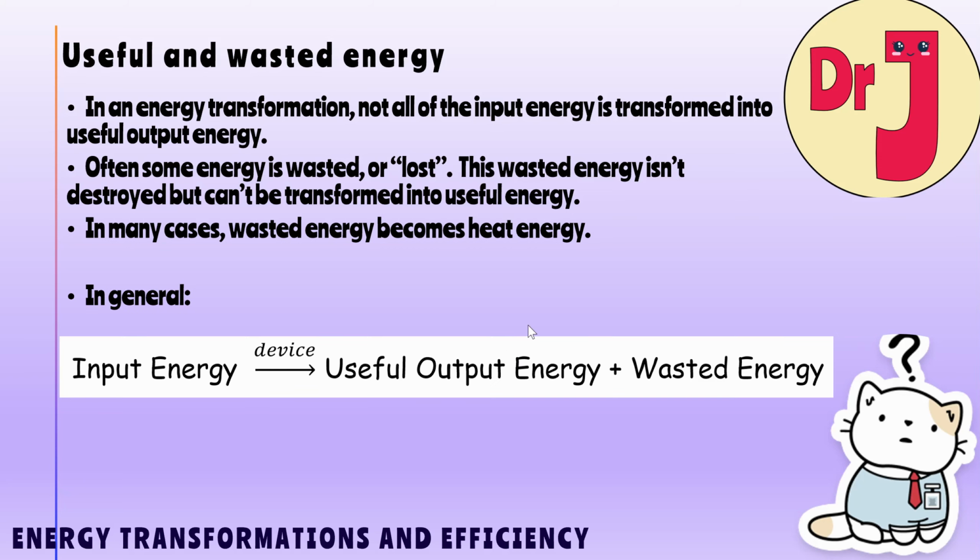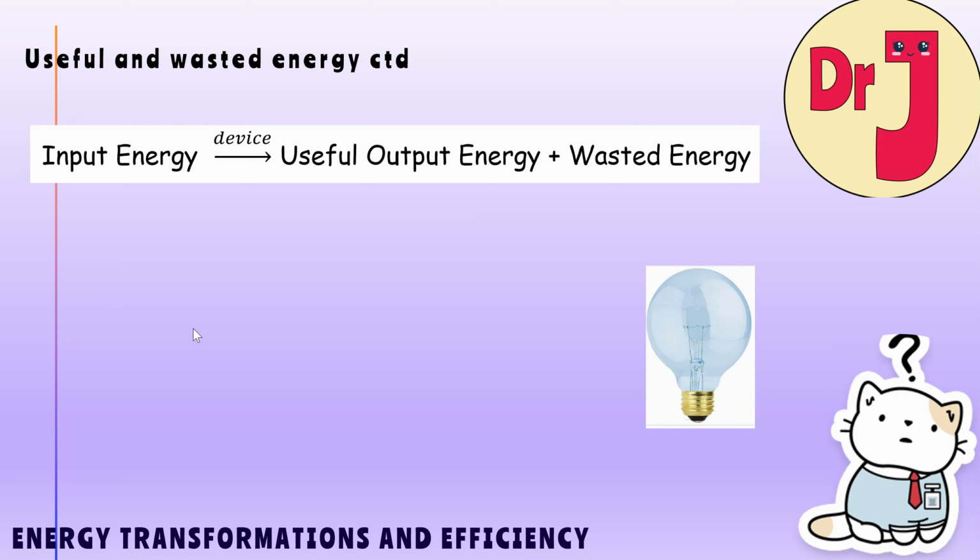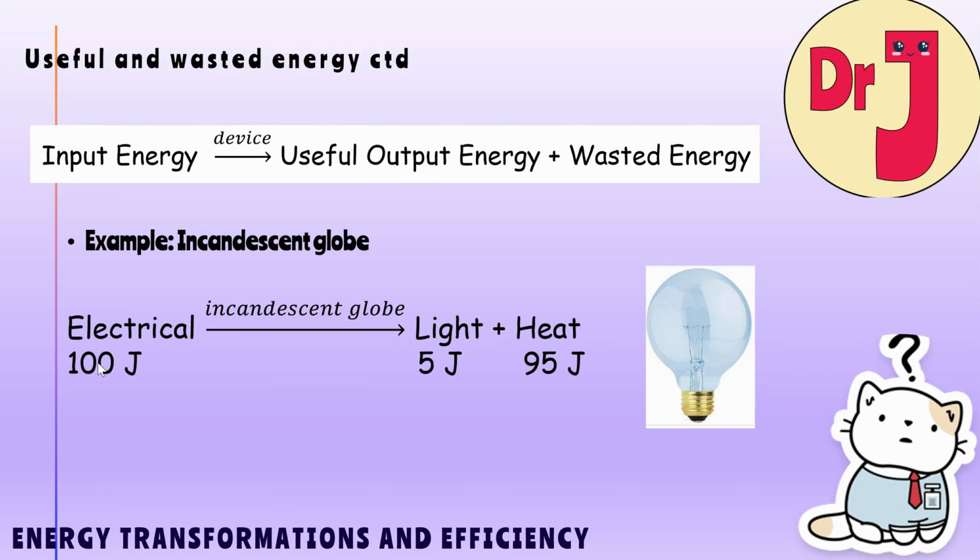So in general, we can say that the input energy becomes useful output energy plus wasted energy, and we have our device here that's doing that transformation. So continuing on from that, if we had an incandescent globe, and I've given you a picture of that because quite a lot of the time our globes nowadays are LEDs or some other type, but this is for an incandescent globe. We've got electrical energy going in. The incandescent globe is converting it to light energy and heat energy.